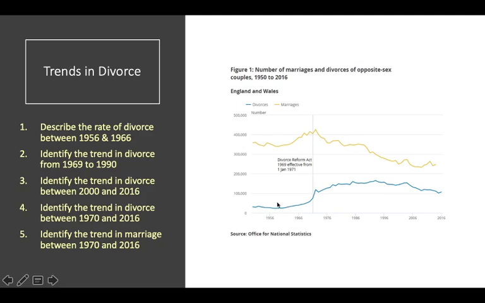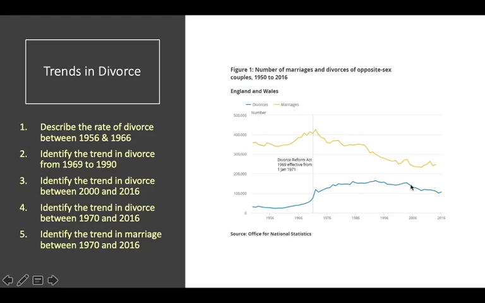Question number 2, identify the trend in divorce from 1969, which is here, to 1990, which is sort of in between here. So the trend in divorce, it shoots up quite dramatically and then has a slow increase, and it continues to increase all the way through. Number 3, identify the trend in divorce between 2000, which is about here, to 2016.